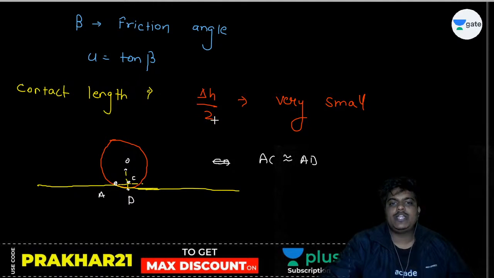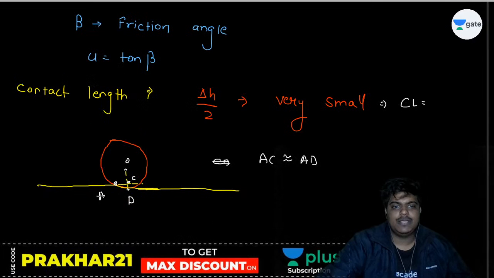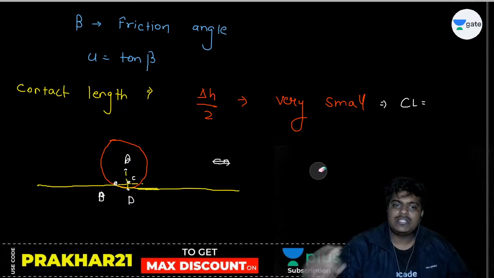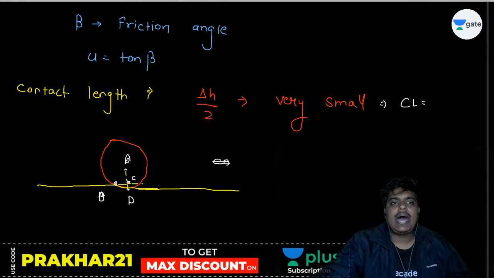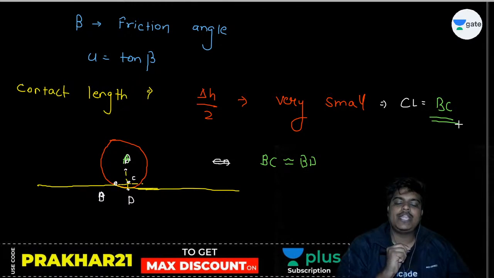So that is why when del h by 2 is very small, we will say that contact length is equal to BC. Sorry, A is this. This is B. This is A. So BC. Can you say BD is equal to BC? बिल्कुल आप कह सकते हो BD is equal to BC. You can easily say. How you can say? Because del h is so small that BC and BD are almost equal. Is it clear? This point is A. So that is why contact length instead of BD, BC can also be taken as contact length.